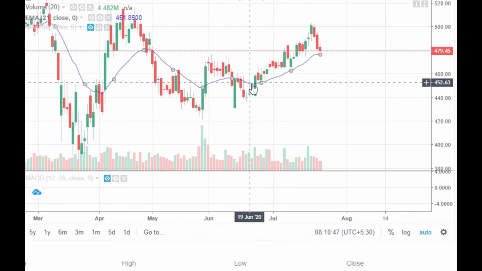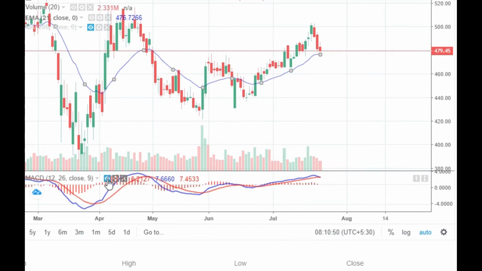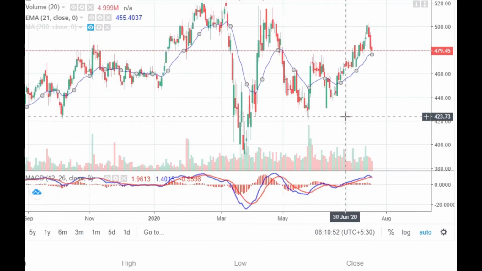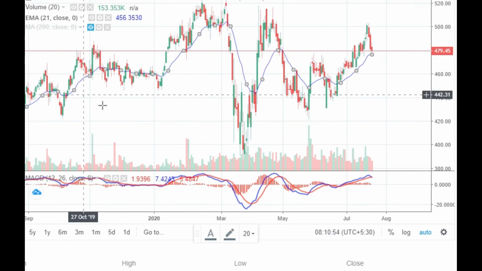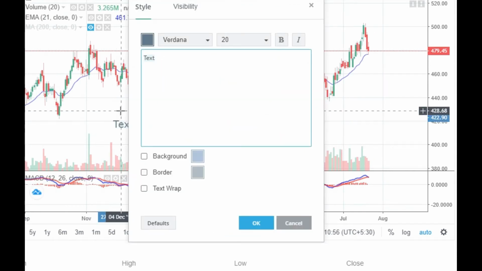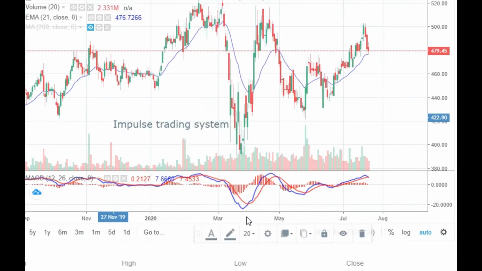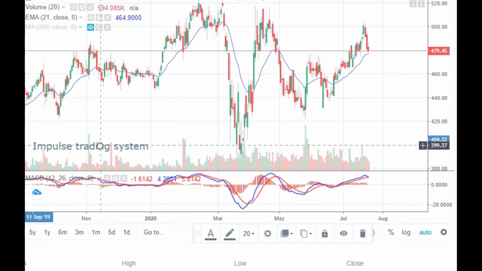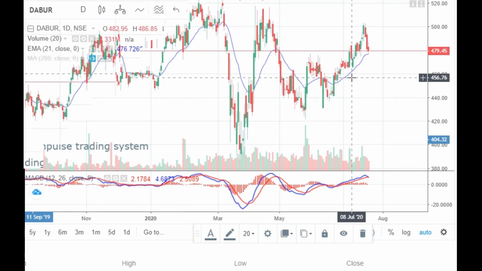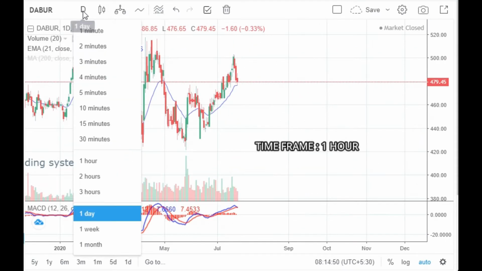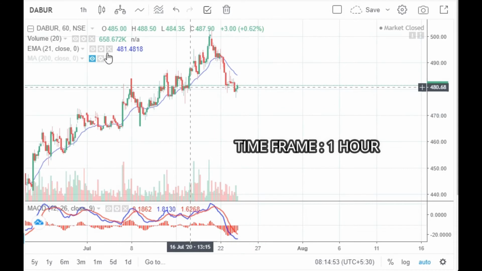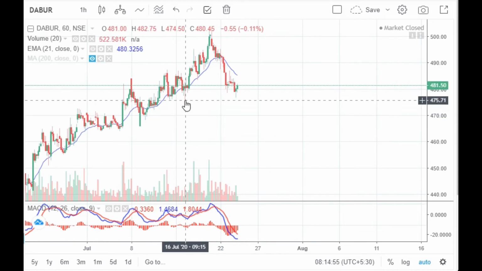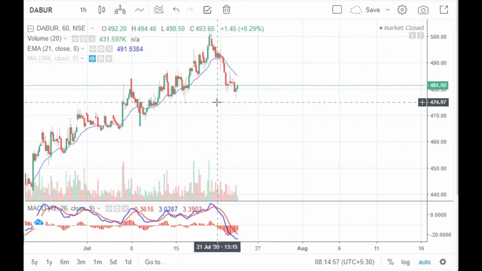So we have one exponential moving average, and we have to have one more, the MACD. The name of this trading system is called the impulse trading system. It is called the impulse trading system because it's based on momentum, and the time frame for this strategy is 1 hour. You have to shift to 1 hour, even though you have selected the stock in the daily time frame.